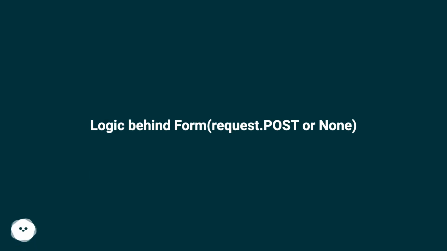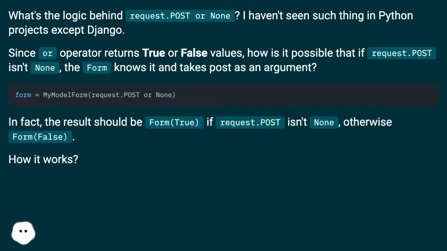Logic behind form, request.POST or None. What's the logic behind request.POST or None? I haven't seen such a thing in Python projects except Django. Since the OR operator returns true or false values, how is it possible that if request.POST isn't None, the form knows it and takes POST as an argument?